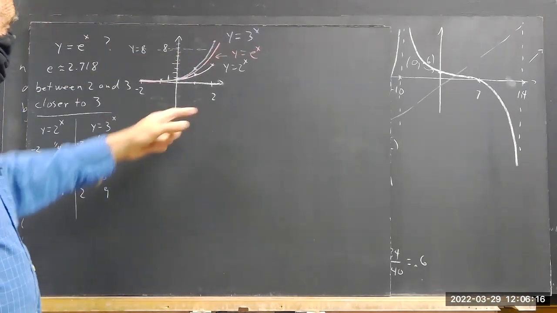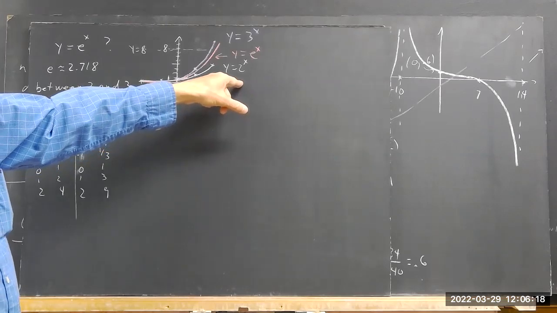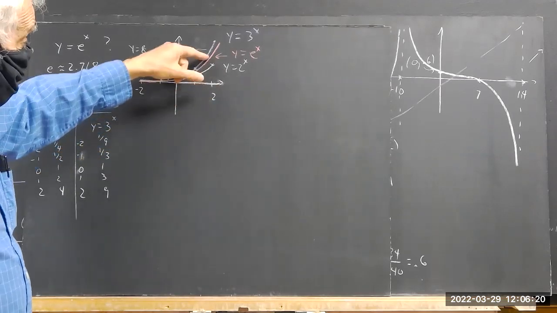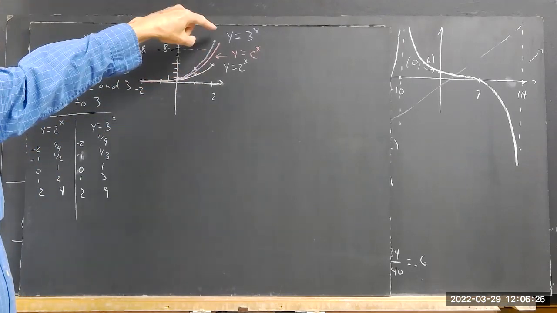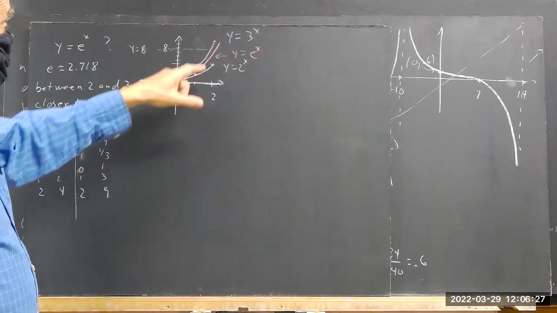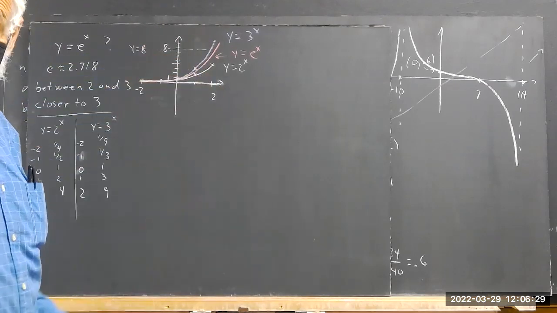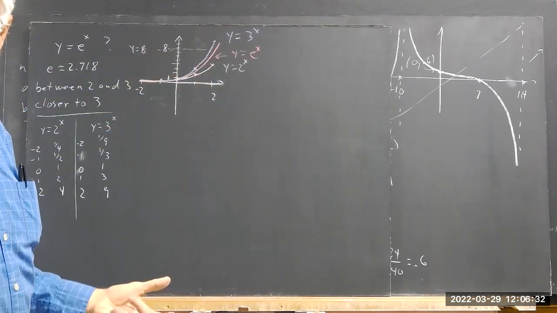That it looks a whole lot like your basic exponential function, but it moves away from it faster and faster as you go to the right. And it's down below the 3 to the x graph if you want that graph as an example, okay?